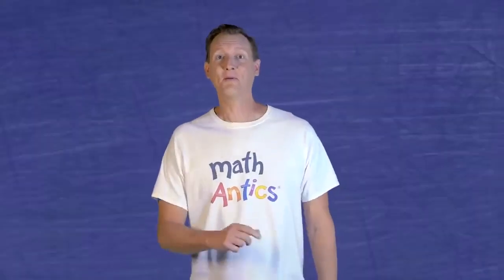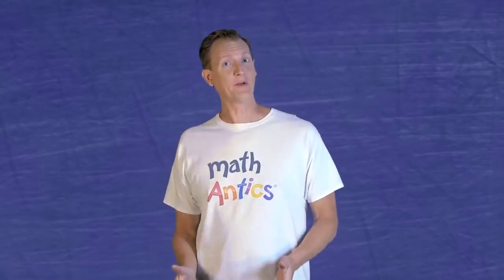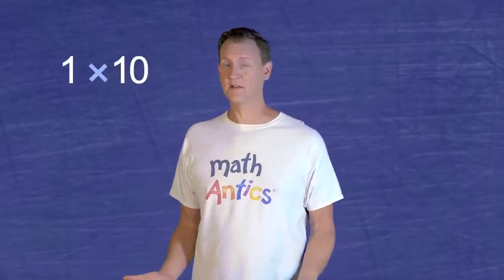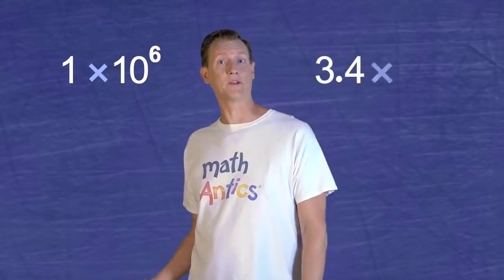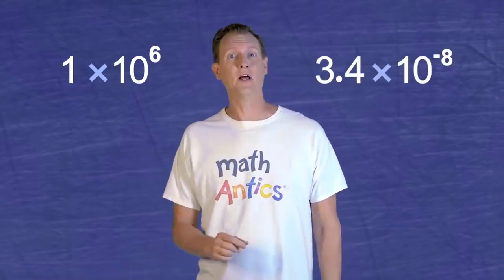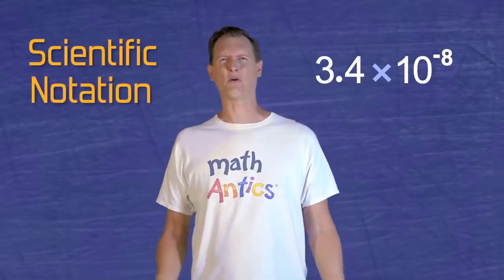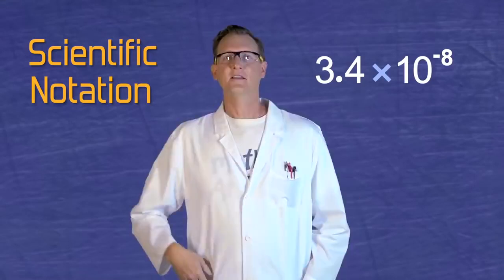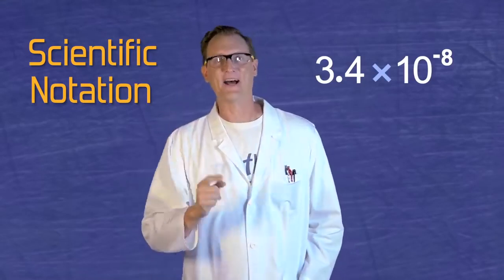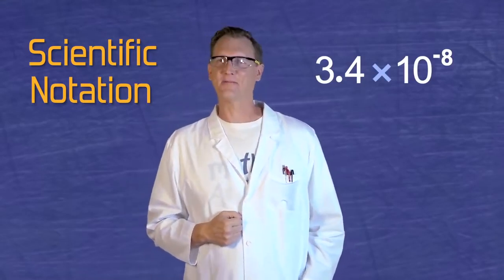Hi, I'm Rob. Welcome to Mathematics. Have you ever heard people use numbers like that? 1 times 10 to the 6th, or maybe 3.4 times 10 to the negative 8th? Well, those are examples of a way of writing numbers called scientific notation. Huh. That didn't sound quite right. Let me try that again. Scientific notation. Yes, that's better.